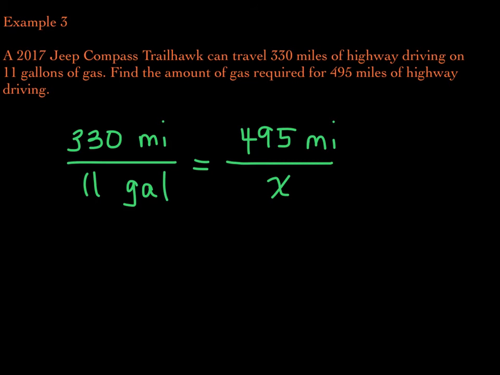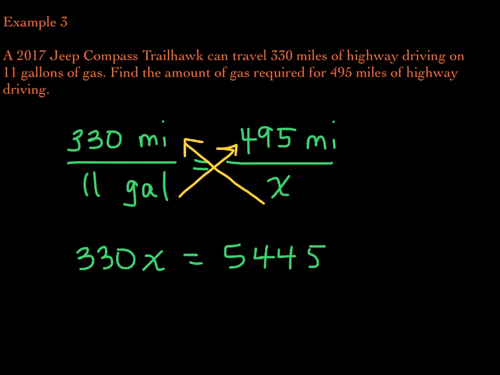Now, this is called a proportion. A proportion is a statement that two ratios are equivalent. This is a ratio and this is a ratio. And two ratios are equivalent if and only if their cross products are equal. So what you're going to see me do right now is cross multiply. You're going to have 330 times x must be equal to 495 times 11, which is 5,445.